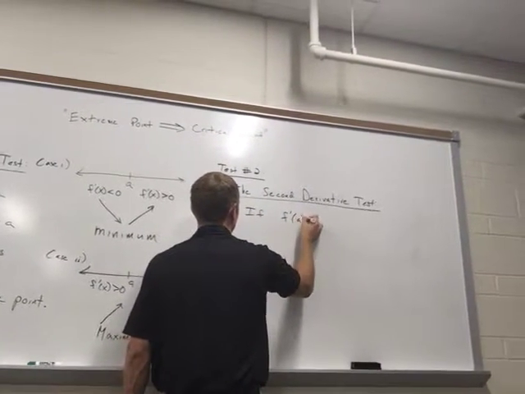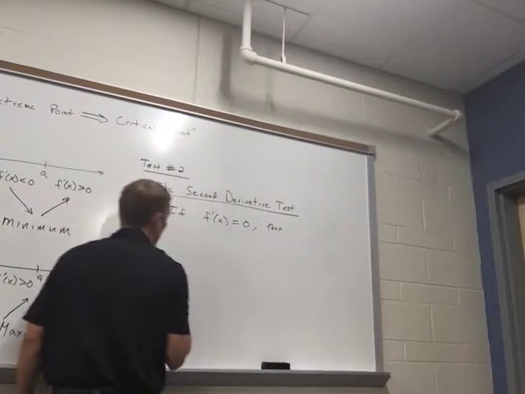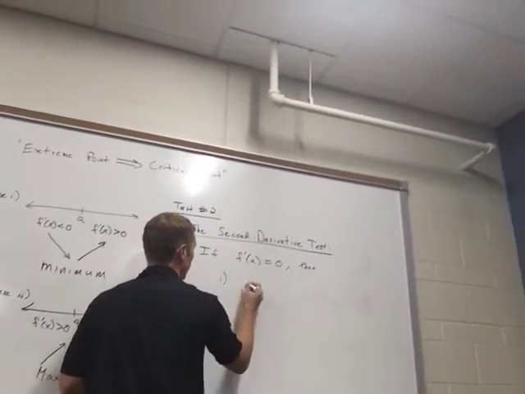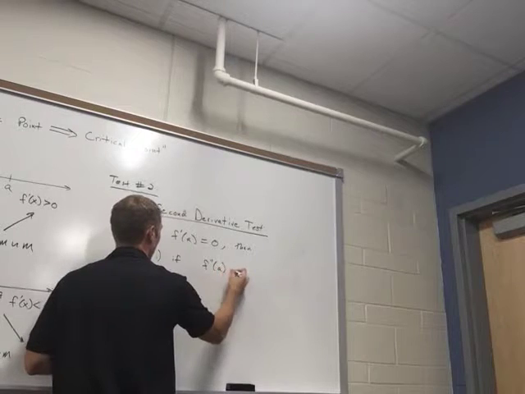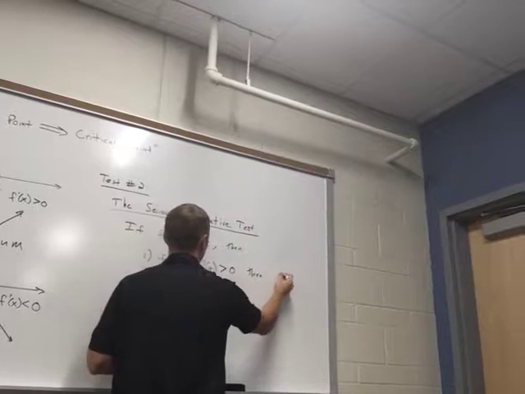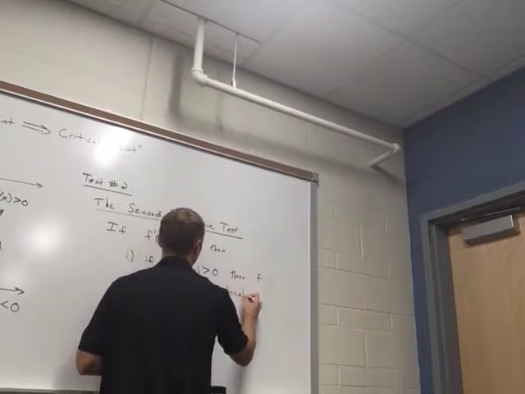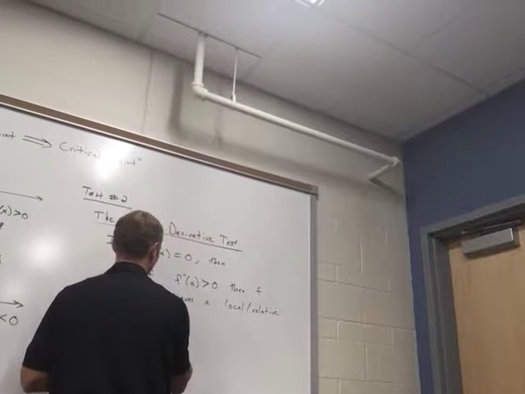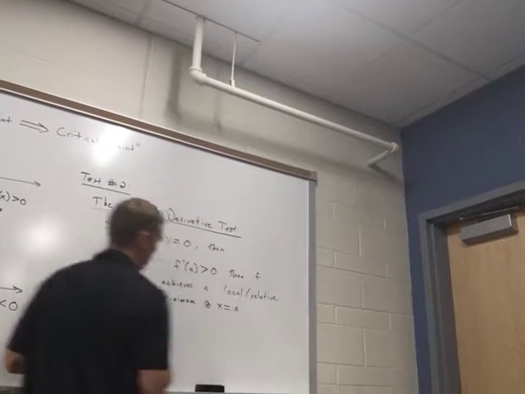If f prime of a equals 0, then there are 3 things we learn. 1, if f double prime of a is greater than 0, then f achieves a local/relative minimum at x equals a.